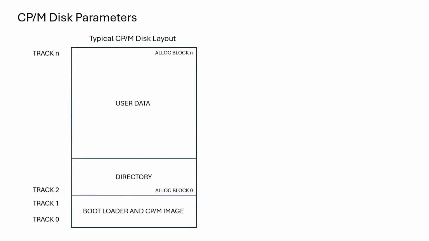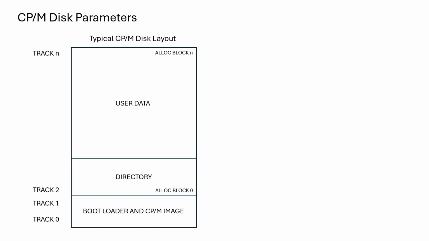Just a quick review of the CP/M disk layout. It's composed of 3 major regions. Track 0 and Track 1 are bootloader and CP/M image. Track 2 begins the directory, and after that is user data. That's where your files reside.